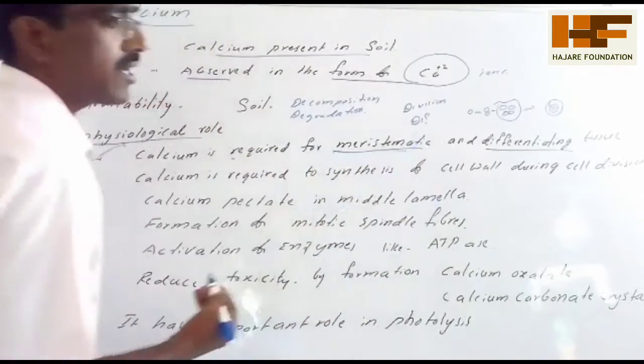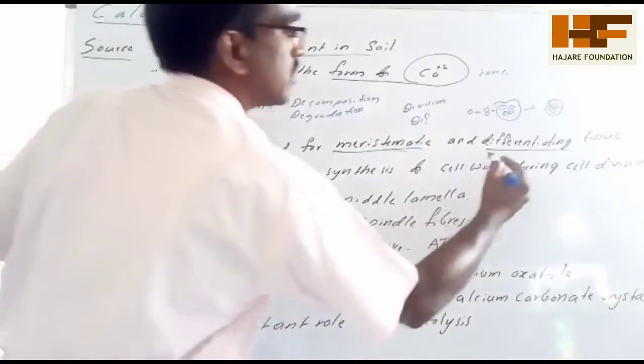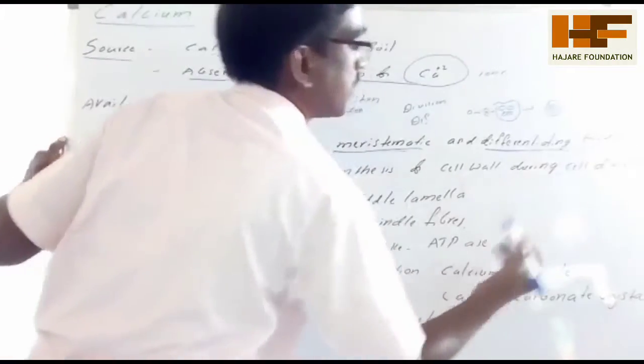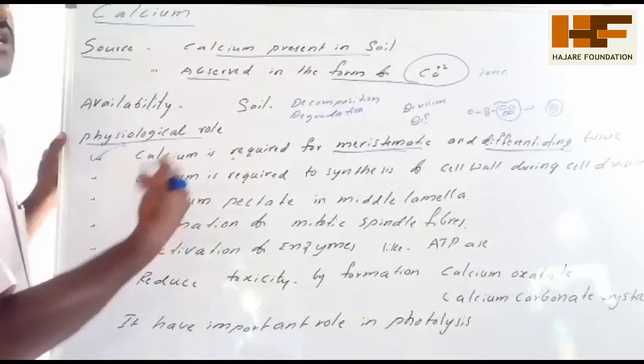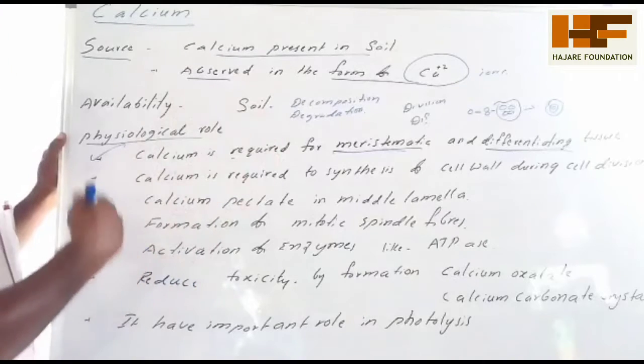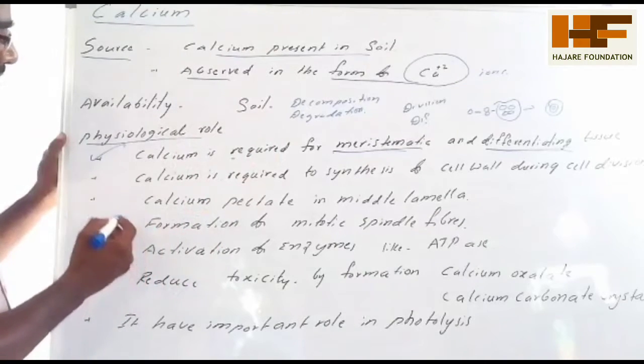What is that? In meristematic cells, calcium is present in the greater amount. They are useful for differentiation of the tissues. Cells become tissues, and tissues become differentiated into different parts of the plant.